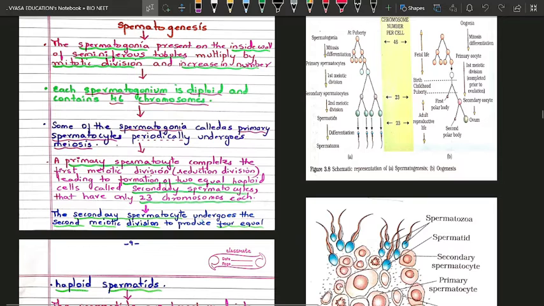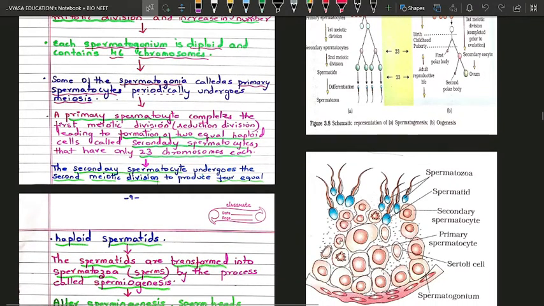The secondary spermatocyte undergoes the second meiotic division to produce 4 equal haploid spermatids. Spermatids are also haploid, remember. These are the secondary spermatocytes, which are haploid. After meiosis they produce 4 equal haploid spermatids. The spermatids are transformed into spermatozoa, that is the sperms, by the process called spermiogenesis.